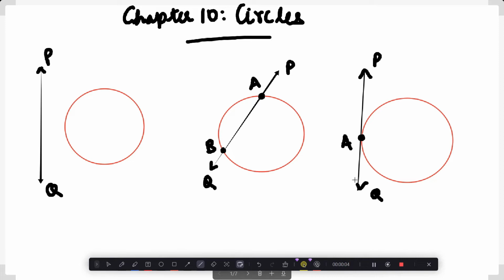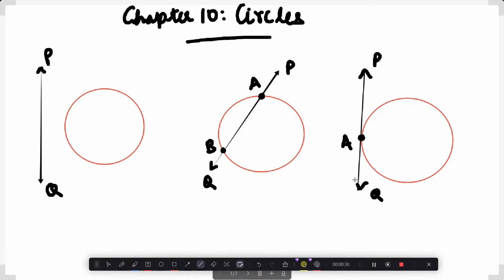So let's begin. Chapter 10, Circles. So you would have studied in your previous class that a circle is a collection of all the points in a plane which are at a constant distance, which is known as radius, from a fixed point, which is known as center. And we have studied various terms such as chord, segment, sector, arc, etc.